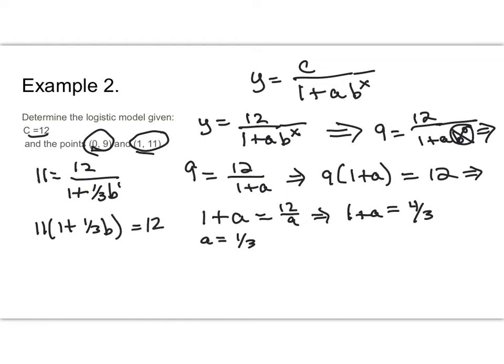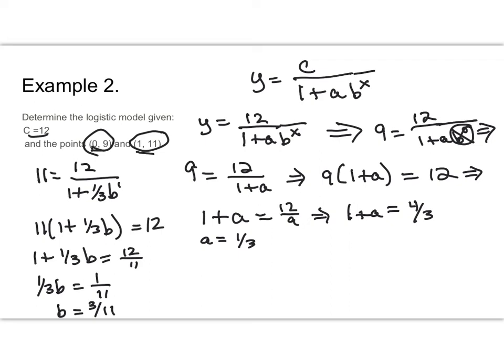equals 12. I'm going to divide both sides by 11, and I get 1 plus 1/3 b equals 12 over 11. Subtract the 1, and I end up with 1/3 b equals 1 over 11. Multiply by 3 over 1, and b is equal to 3 over 11.